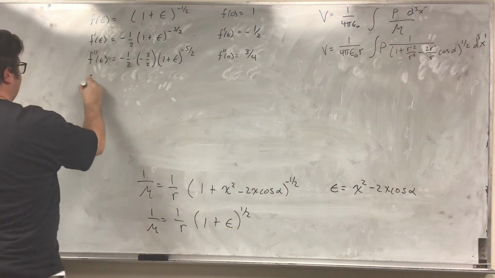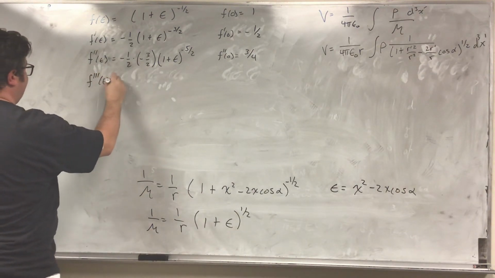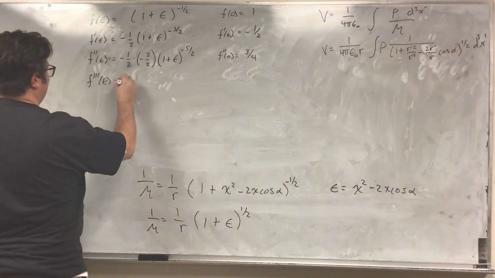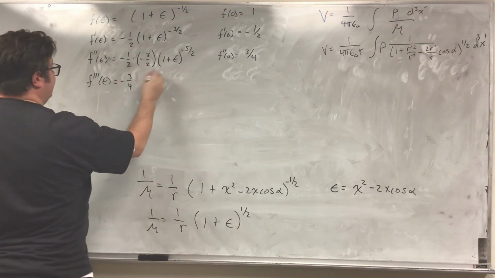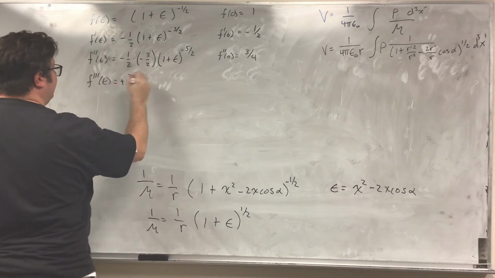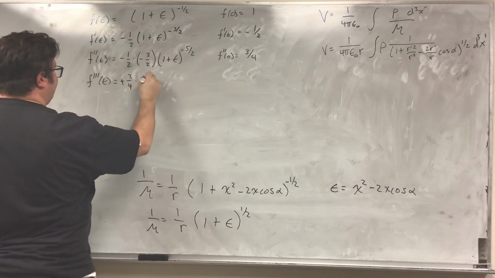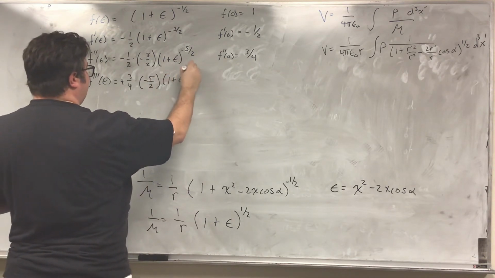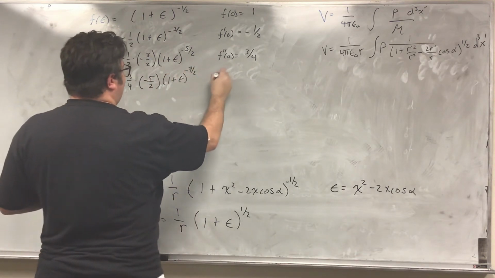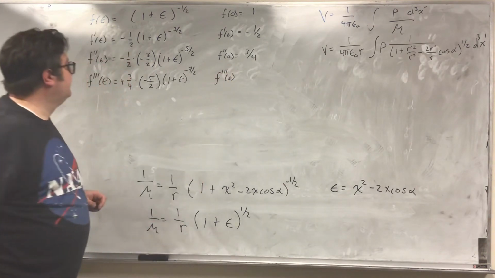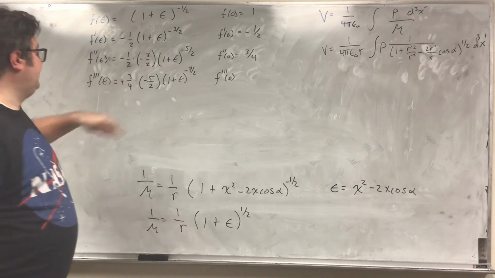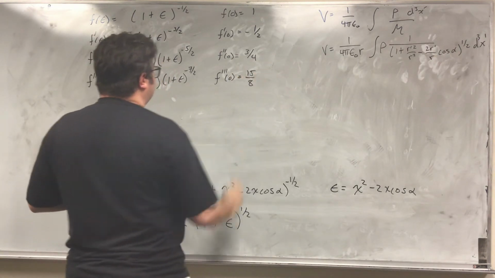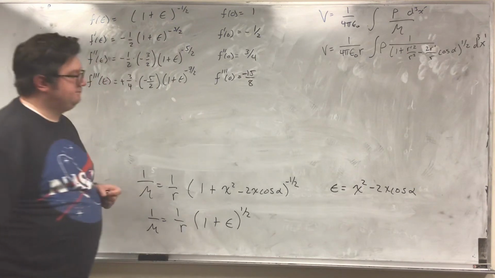All right, so if I do this again for the third derivative, I'll stop after 3, don't worry. You get minus 3/4 times minus 5/2, 1 plus epsilon to the minus 7/2, and that's going to give me what? 15 over 8? Negative 15 over 8, right?